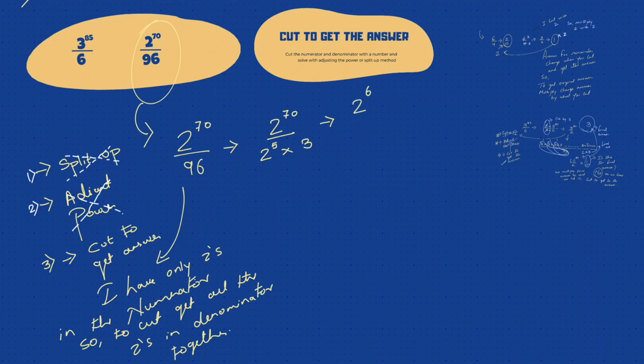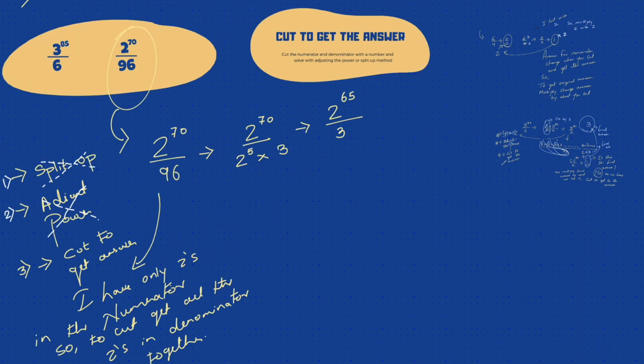Okay, so now I cut 5 2's, which get cancelled. This is 2 raised to 65 divided by 3. Now you can solve it. Right now this becomes easier. We had done this earlier. I can solve this now by the easy method of split up.